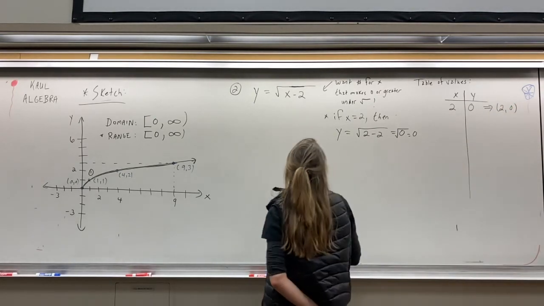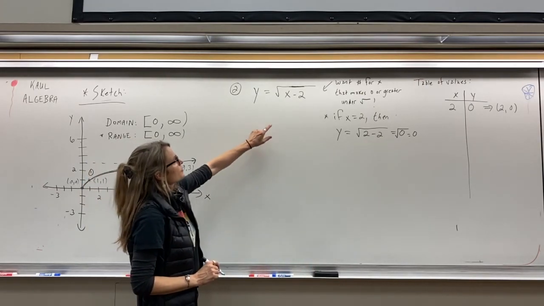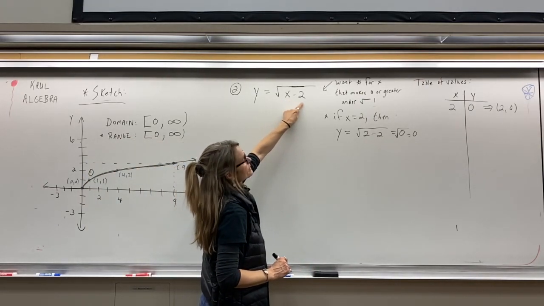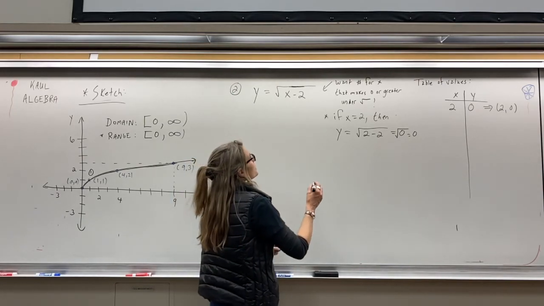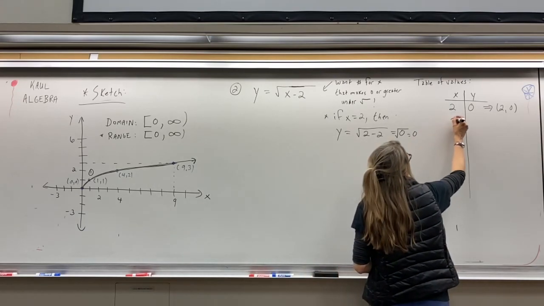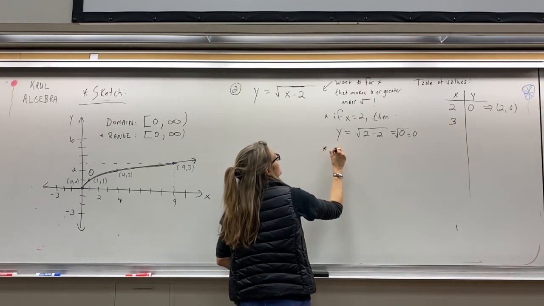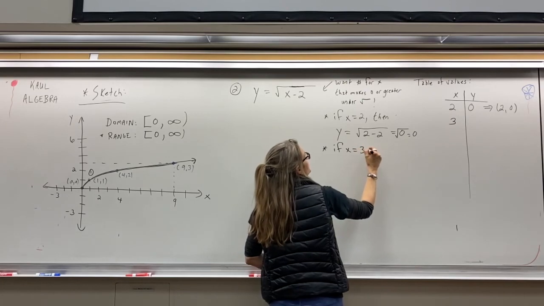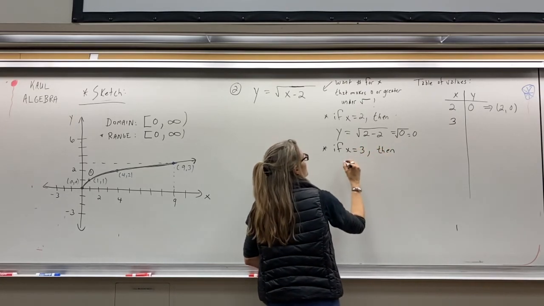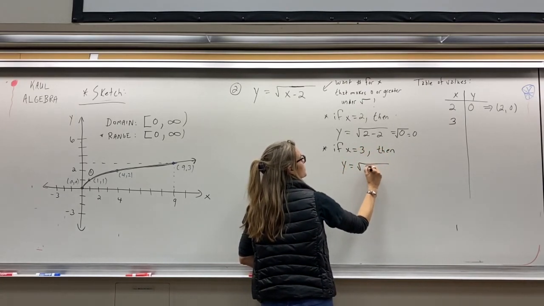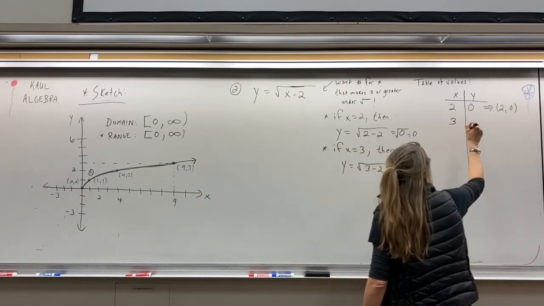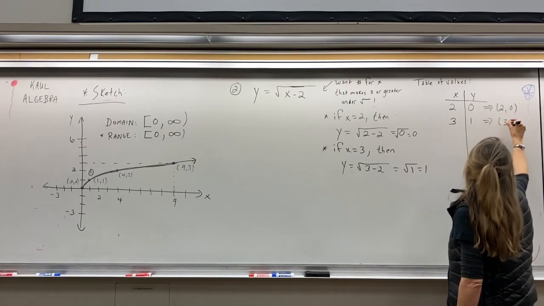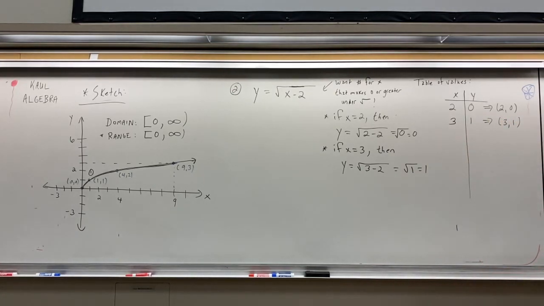Okay, next up. What should we pick next? Well, if I pick 3, I can see that 3 minus 2 will give me a 1, and that's a nice, perfect root to work with. So if x equals 3, then y equals the square root of 3 minus 2, which equals the square root of 1, which is 1. And I get the point 3, 1 on my graph.